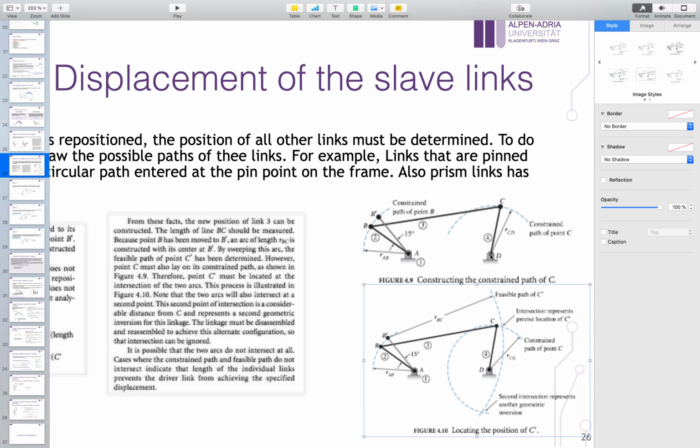Then again from here, I know that the distance between C and D also doesn't change. Then I can also draw a curve, and the intersection would be C prime. So this would be C and C prime, okay? So if I applied rotation, that means the point C has moved from here to there. Now this is the displacement that happened for point C.